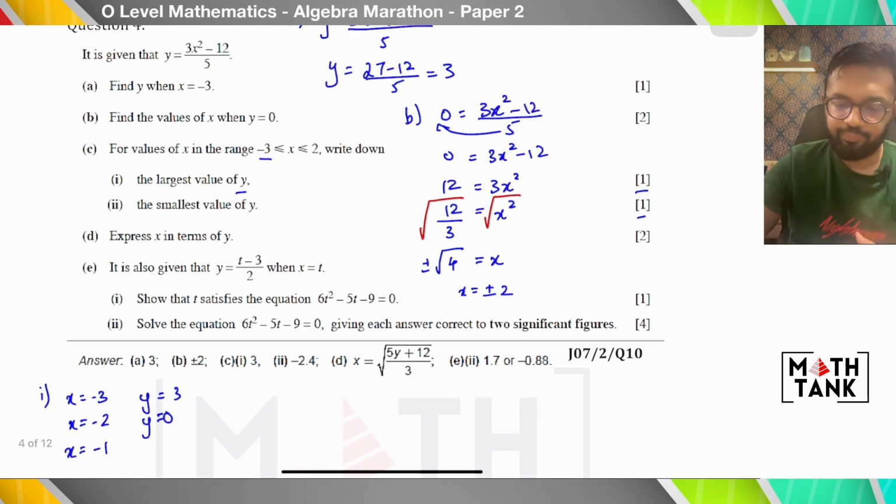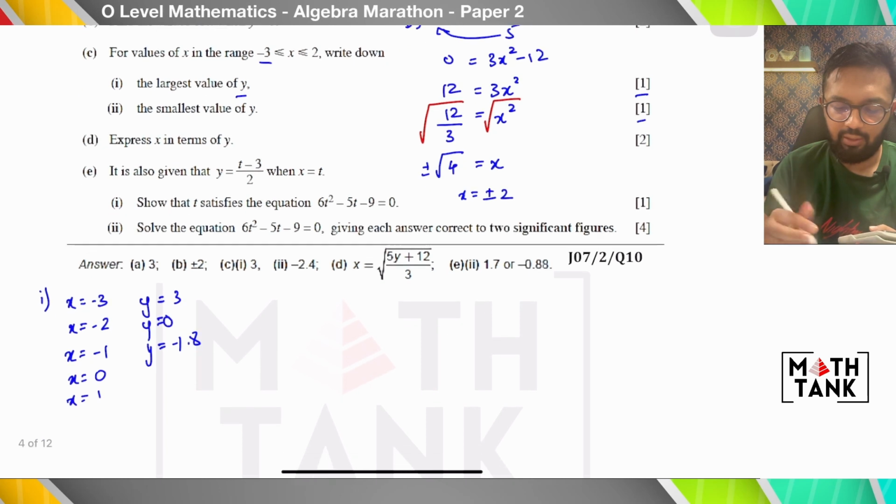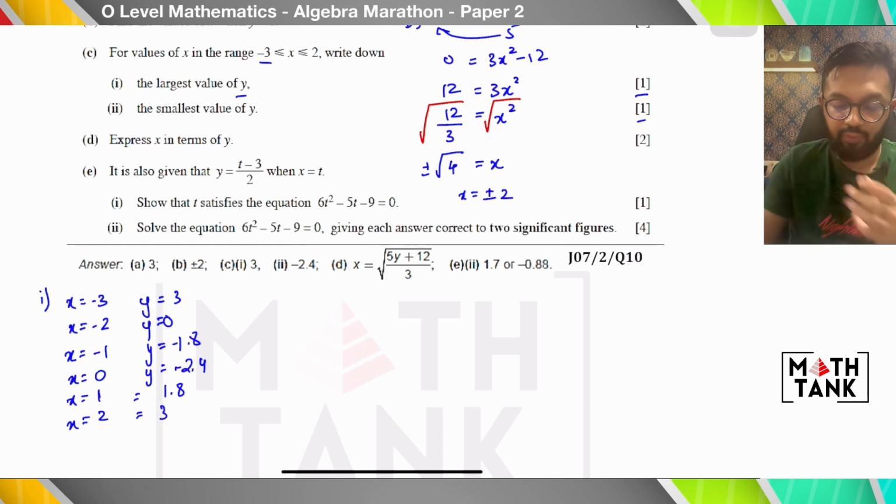Let's do that. 3 times 1 minus 12 divided by 5 gives me minus 1.8. What about x equals 0, and then x equals 1, and then x equals 2? All these values have to be found. And that gives me minus 12 divided by 5, which is minus 2.4. That again should give me minus 1.8, and that should again give me 0.